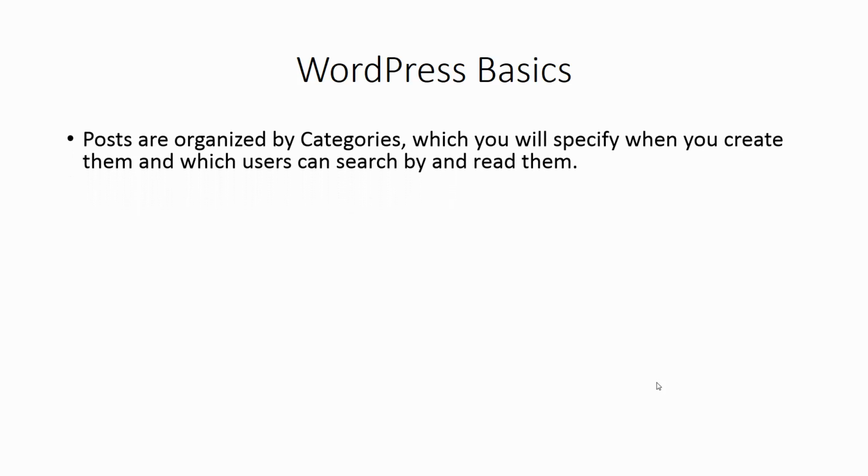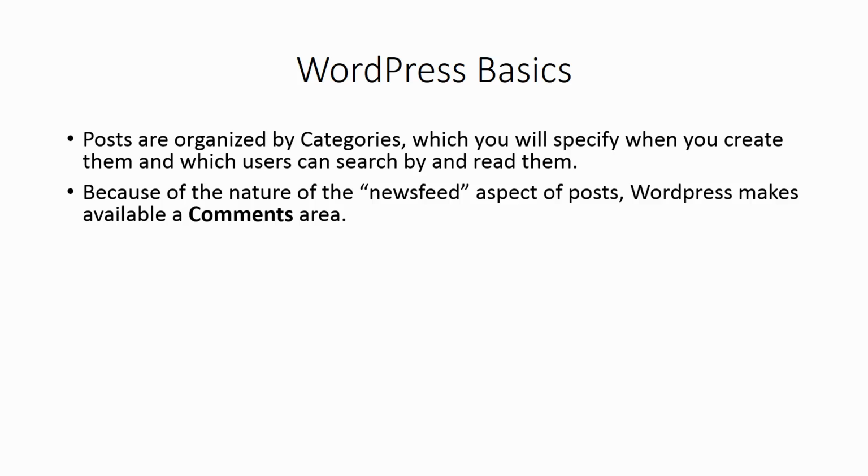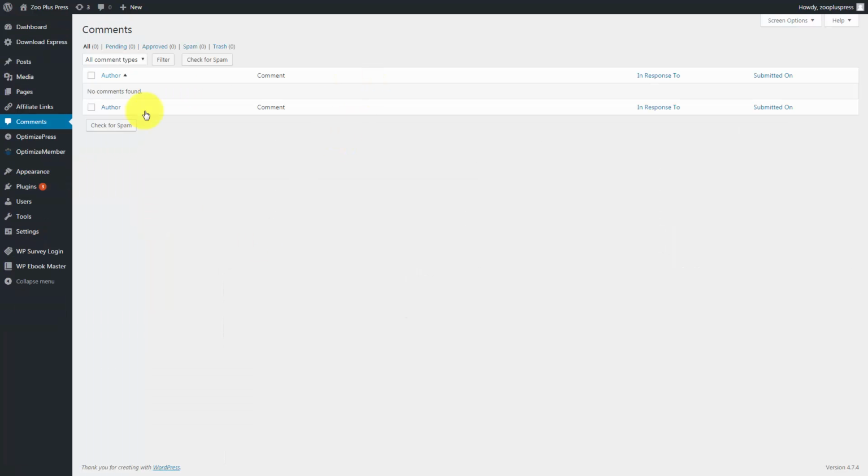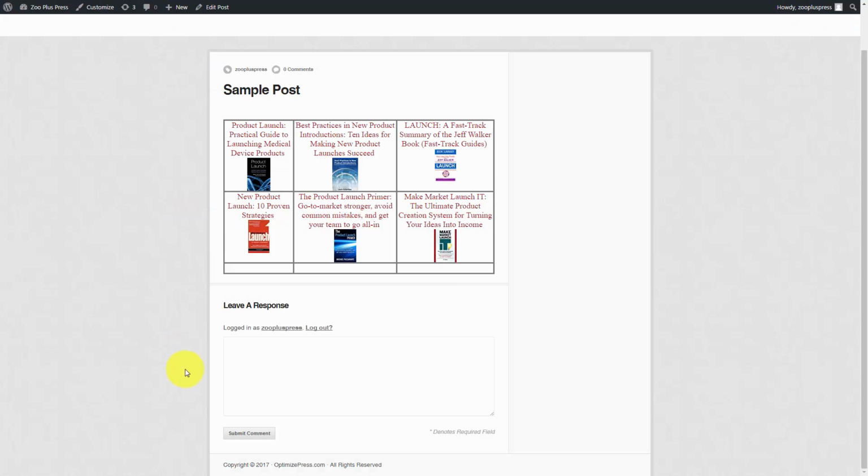Posts are organized by categories, which you will specify when you create them, and which users can search by and read them. Because of the nature of the newsfeed aspect of posts, WordPress makes available a comments area. And you'll see it in the back office here. And as you can see at this point, there are no comments. And when a visitor comes to your site, they'll have the opportunity to post a response.